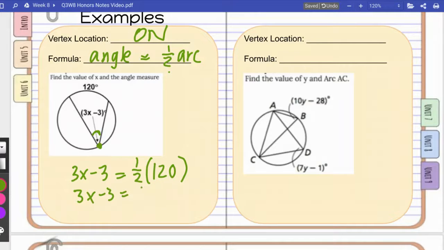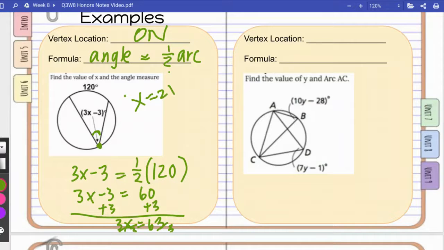3x minus 3 equals 60. Add 3 to both sides. We get 3x equals 63. Divide by 3. We get x equals 21. Plug it back in to double check, and we get the measure of the angle is 60 degrees.